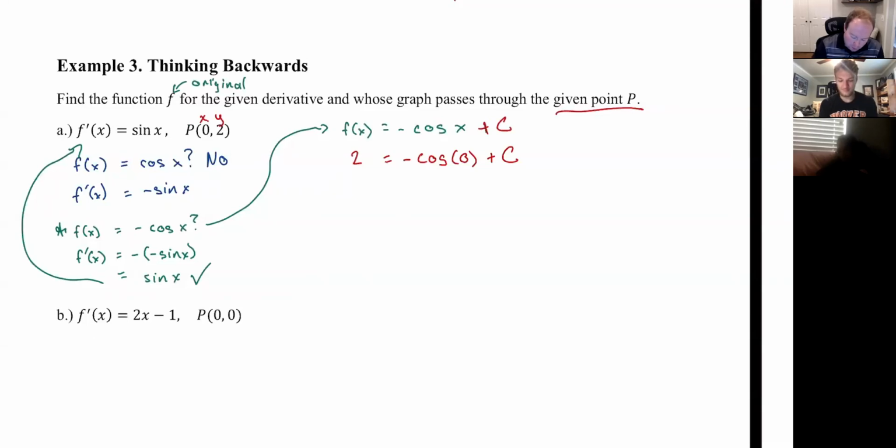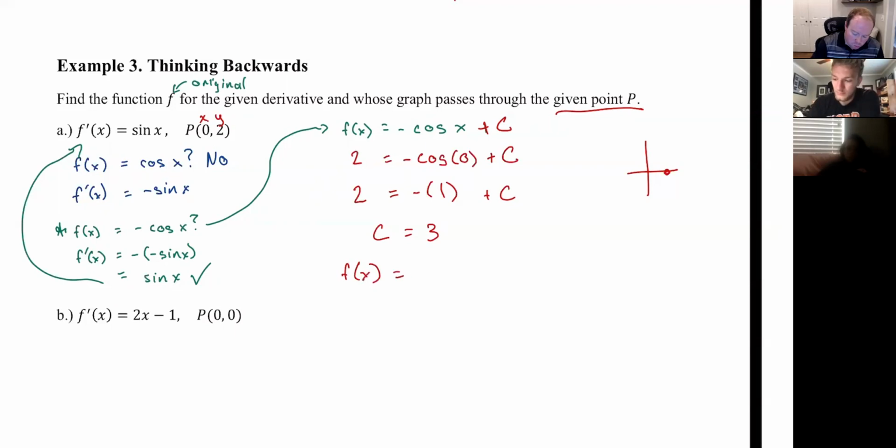And therefore, we have 2 equals, well, remember cosine of 0 is going to be equal to, let's see, I'm blanking right here. 1. So minus 1 plus c. So what is c? Add 1 to both sides, we find c is equal to 3. So our final answer is f of x equals minus cosine of x plus 3.